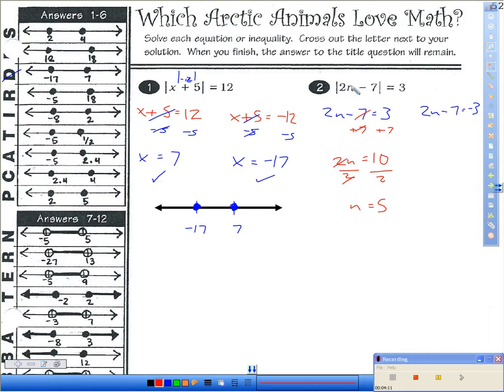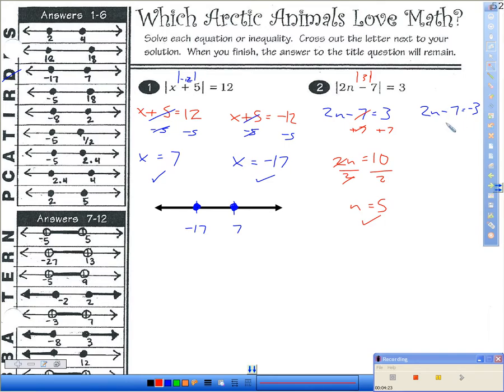2 times 5 is 10. 10 minus 7 is 3. The absolute value of 3 is positive 3. So that solution works out. Let's make sure that the second one does also, though.